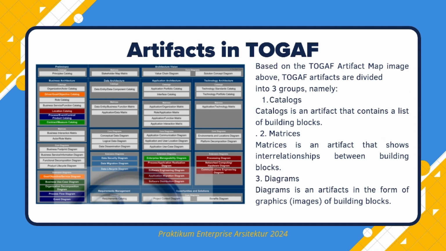Next, about artifacts in TOGAF. Based on the TOGAF artifacts map image above, TOGAF artifacts are divided into three groups, namely catalog. Catalog is an artifact that contains a list of building blocks. Next, matrix. Matrix is an artifact that shows interrelationships between building blocks. And diagrams is an artifact in the form of graphics or images of building blocks.